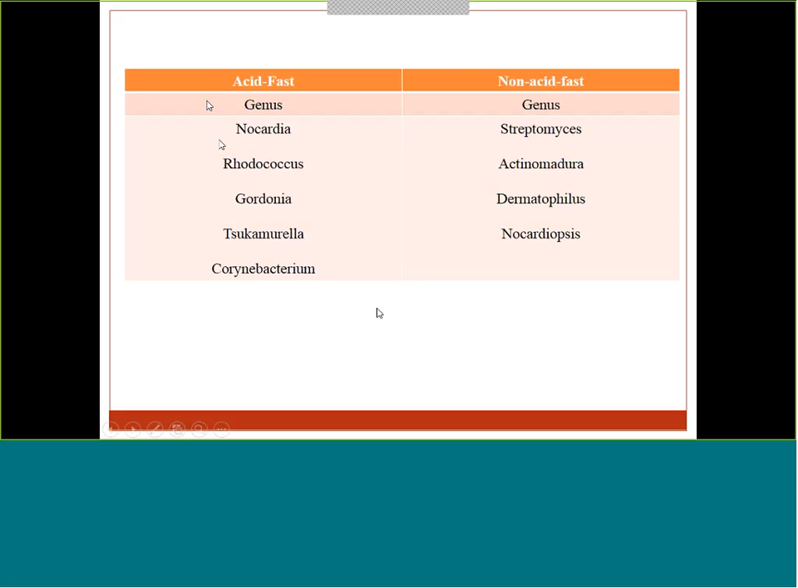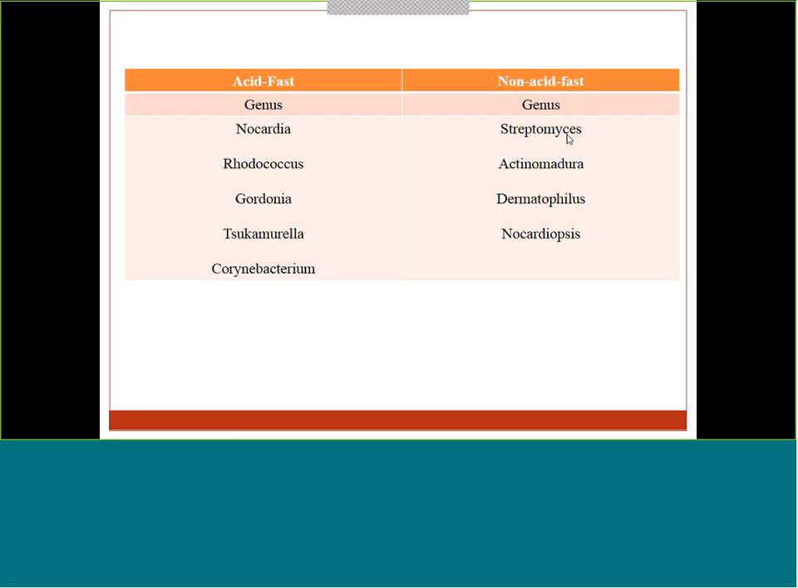In the acid fast group, you're going to see Nocardia, Rhodococcus, Gordonia, Tsukamurella, and then ignore the Corynebacterium. We don't care, we've already discussed that. Just ignore that, I should delete that. The one that I really want you to know out of the acid fast group is Nocardia. I will not test you on any of the others or talk about the others. Out of the non-acid fast group, the only one I want you to know is Streptomyces. So for the Actinomyces groups, you need to know Nocardia and Streptomyces.